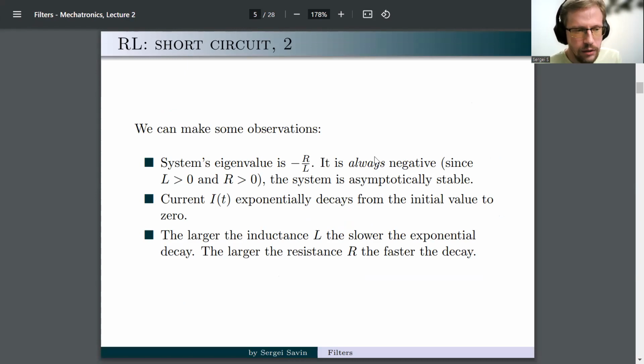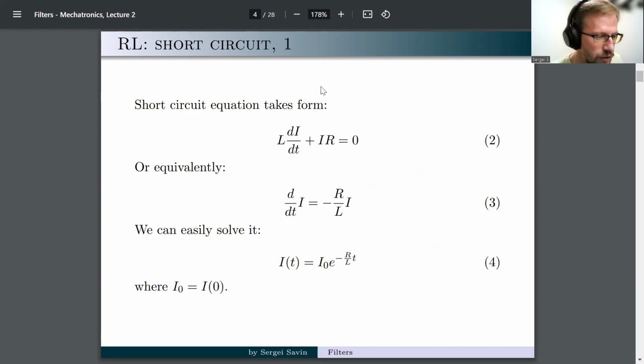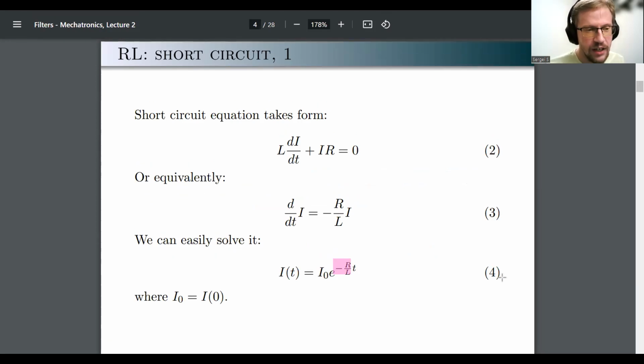That is one thing that you can notice immediately from the solution. What we can also notice is that the bigger the inductance, the slower the exponential decay. Why? Let's look back again at this equation. Here we have this number. If it is a large negative number, then the decay is going to be fast. The exponential is going to go to 0 faster. If it is a small negative number, the decay is going to be slower.